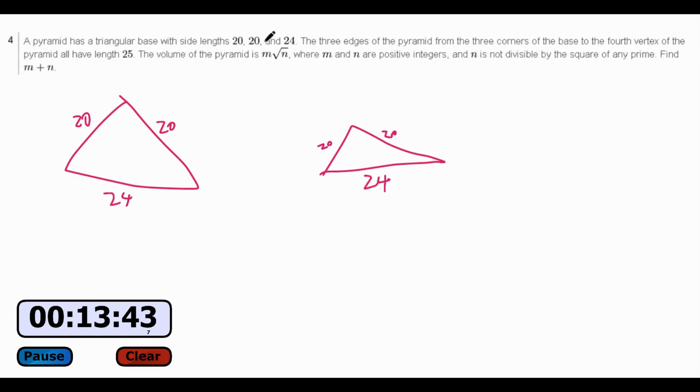So we have that the three edges of the pyramid are, let's see, so the edges from the fourth vertex to all three vertices is 25. So, and we want to find the volume of the pyramid. Okay, so where exactly is this fourth vertex? Well, we do know that the fourth vertex has this same distance from all the vertices of this triangle.